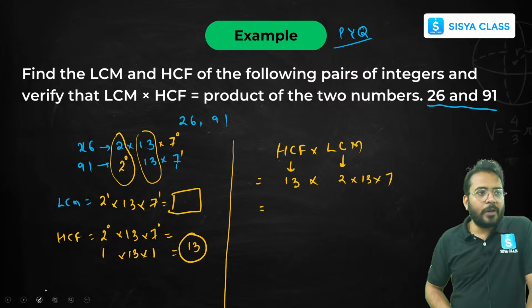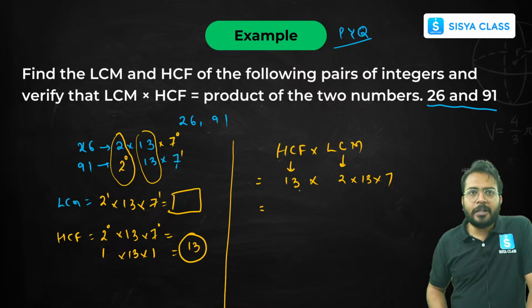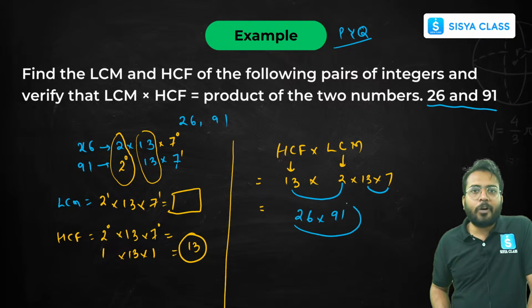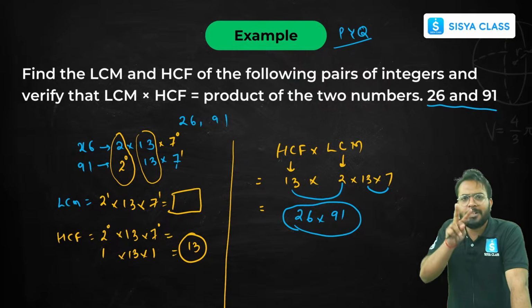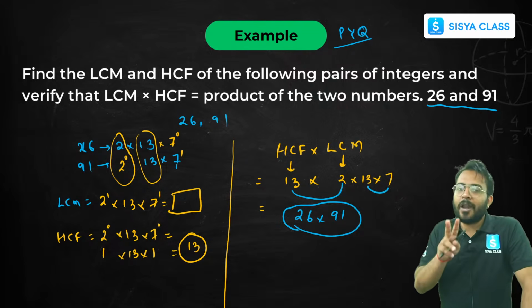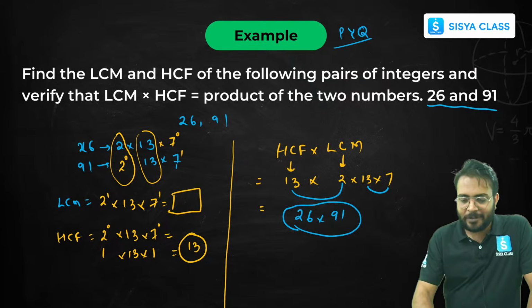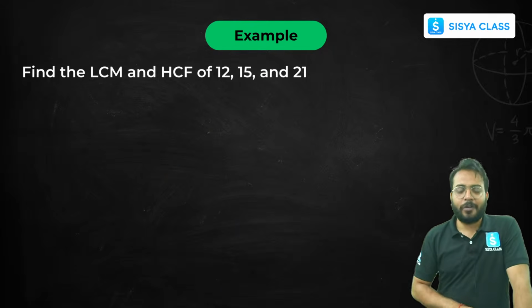Now can we combine them? Yes. 13 into 2 is nothing but 26, and 13 into 7 is nothing but 91, yes or no? And it is nothing but the product of these two numbers. So that's why HCF into LCM of any two numbers is always going to be equal to the product of the given numbers. All right, dear? I hope that you all have got this question.